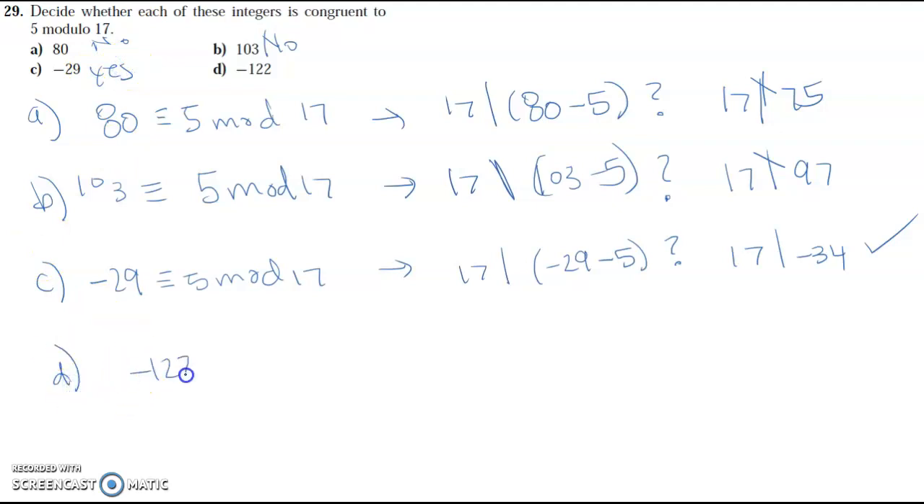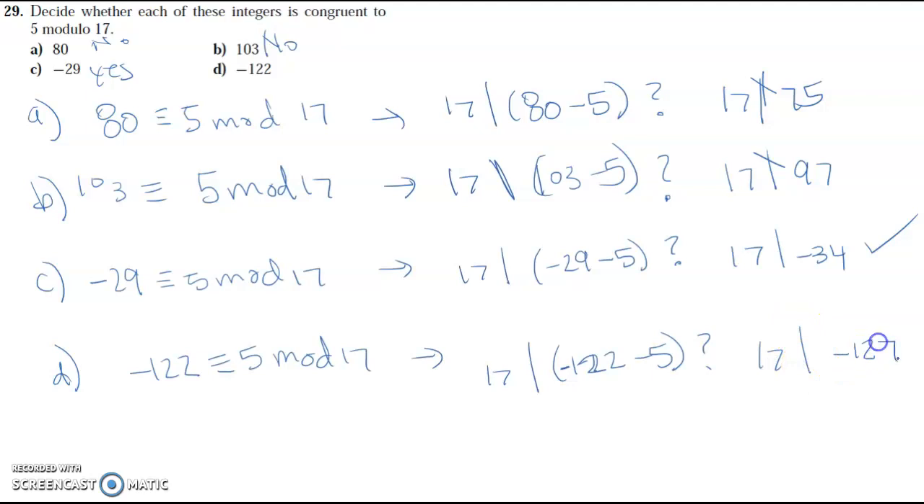And lastly, negative 122 is congruent to 5 mod 17, right? And so this is going to be 17 divides negative 122 minus 5. Let's check. 17 divides negative 127? It does not divide. It does not give us an integer number, so this is no as well. I'll write up a solution for this as well in the same PDF document, then I will upload.